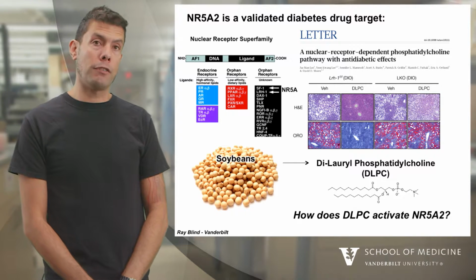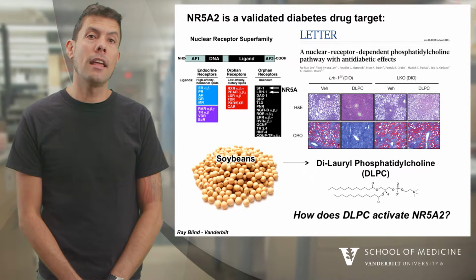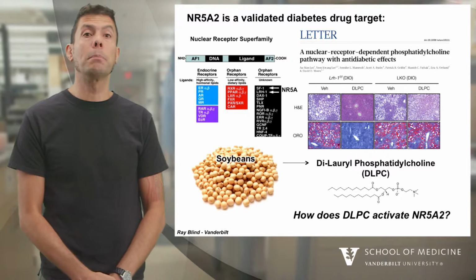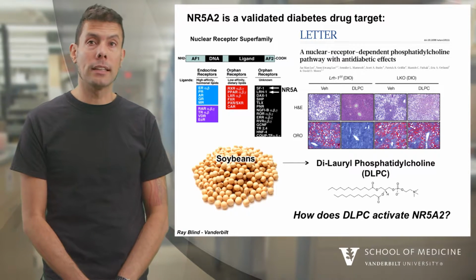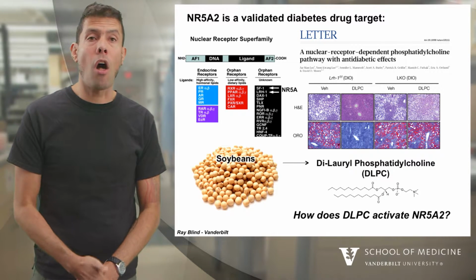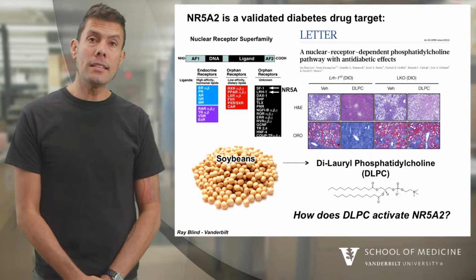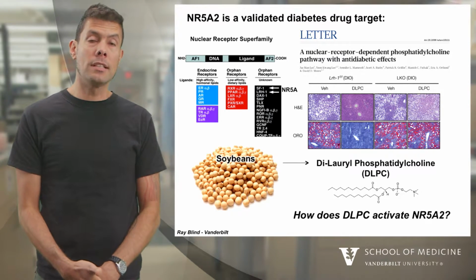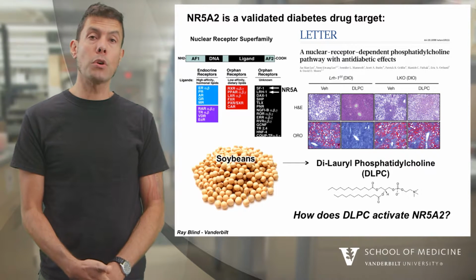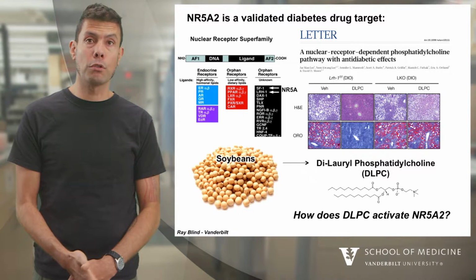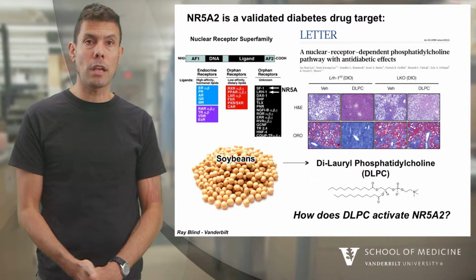But on the further away panel, you could see that the NR5A2 knockout animals were completely unable to respond to that DLPC phospholipid. So essentially, these data all demonstrate that DLPC is able to alleviate fatty liver and lots of the diabetes associated with glucose homeostasis effects in mice. And all of this is operating through the NR5A2 nuclear receptor.